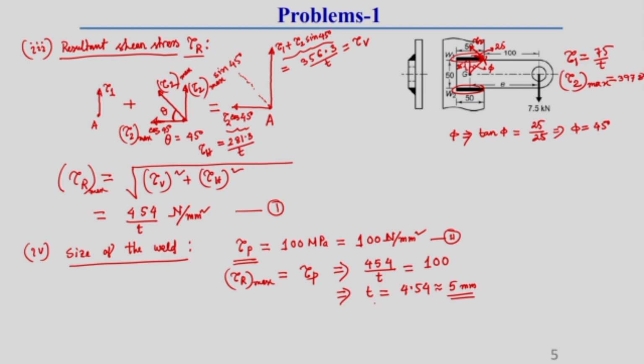So, if the throat thickness is 4.54 or 5, then what should be the leg length? The leg length h will be equal to T by 0.707. So, here we can write 5 by 0.707, which is around 7 millimeter. Beforehand we can tell the welder, for these types of welding connection, what the leg length should be. By this procedure, generally we can find out the design dimensions of a welded joint.